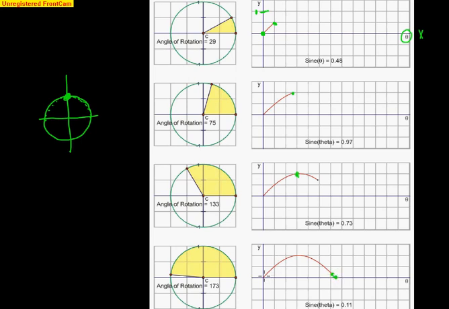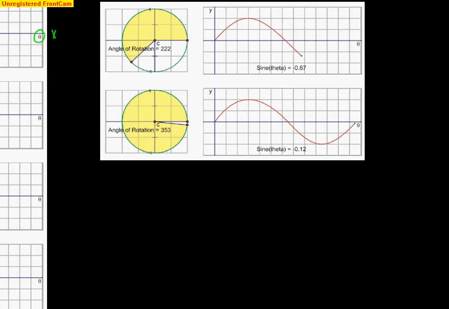So here's my rotation. I've started at 0. My y value gets higher and higher, and then I reach 90 degrees, and it's at its max of 1. And then it starts to go back down. Now, what continues to happen? Well, here we go.